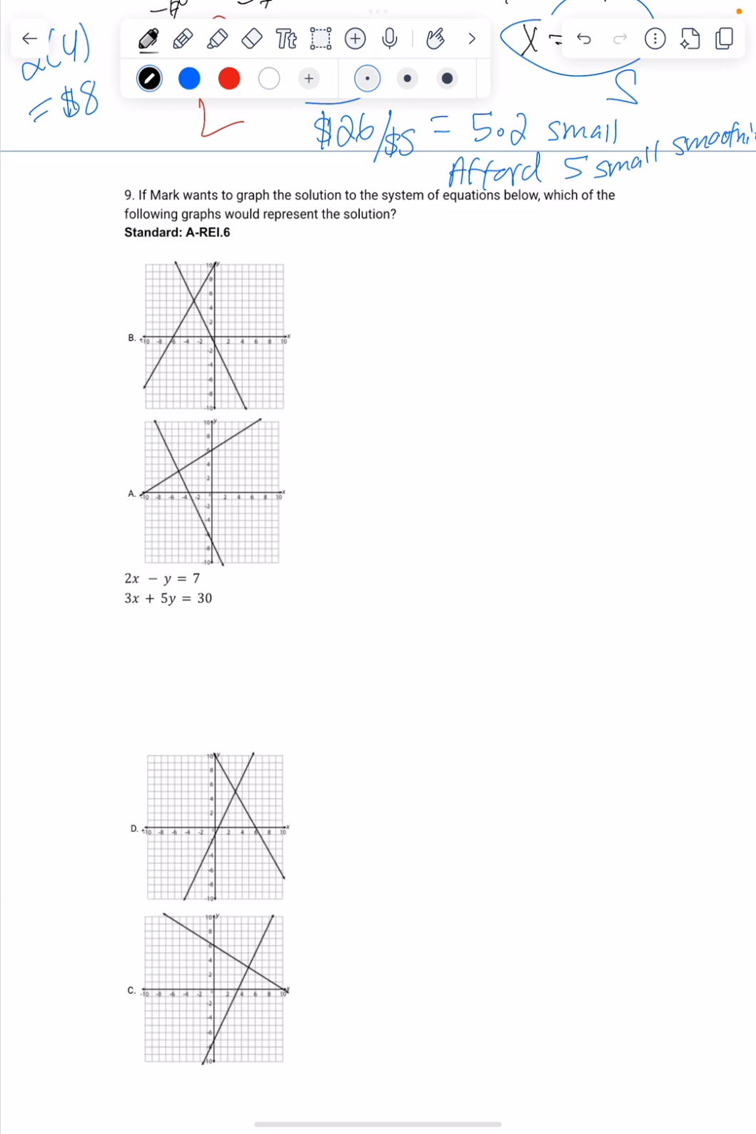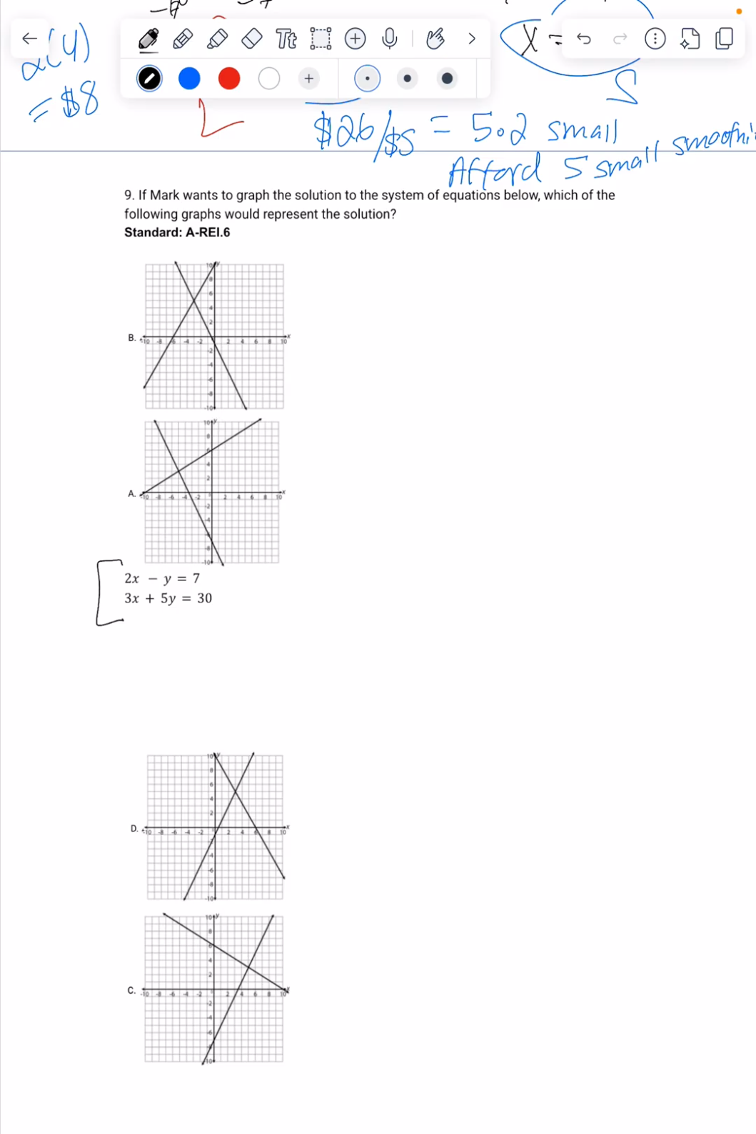We're going to continue the second half of the study guide. In this case, the first question was number 9. It says if Mark wants to graph the solution to the systems of equations below, it's referring to these two right here. Which of the following graphs would represent the solution, right?